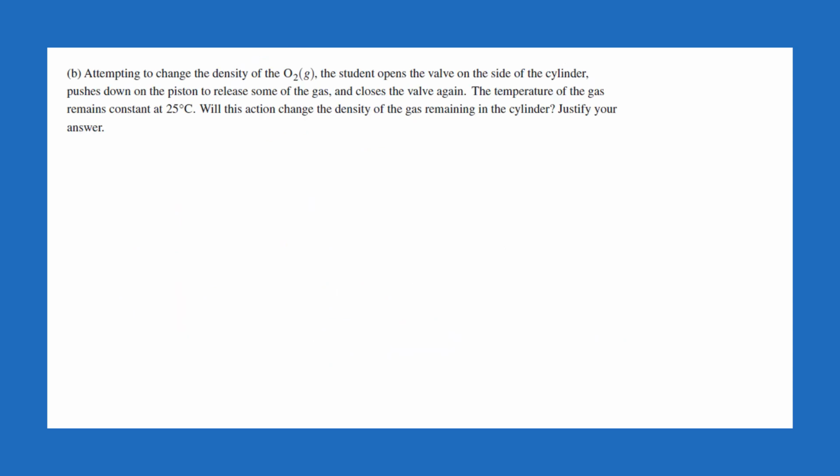Anyway, so we're changing the density. We push down on the piston, close the valve again. Temperature of the gas remains constant. It's because the temperature is constant, right? Temperature is staying the same. And because it's a movable piston, our pressure is also staying the same. So even though we're releasing some of the moles of the gas, the volume is also decreasing in order to keep the pressure at the same level. And so because of that, it's going to keep the density the same.